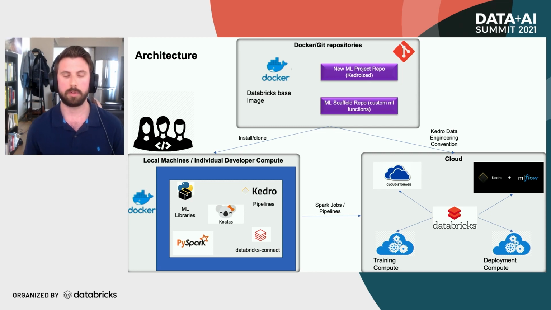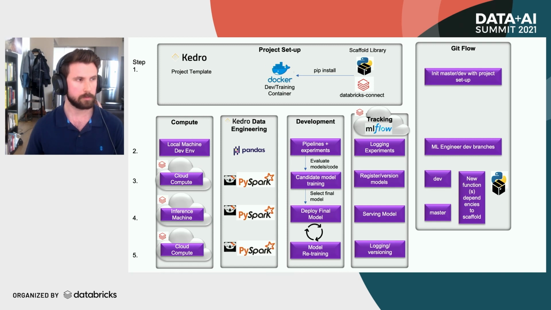So I'll walk through an example scenario. Like we're just starting a brand new machine learning project, which requires some research to get to a workable model that we want to put into production. So we can start the project setup. We initialize a Kedro project template, step one at the top here.